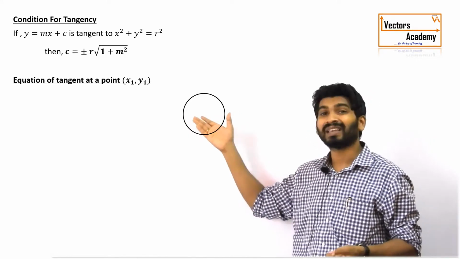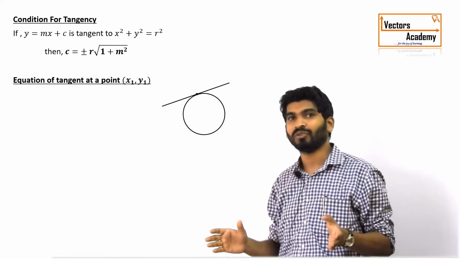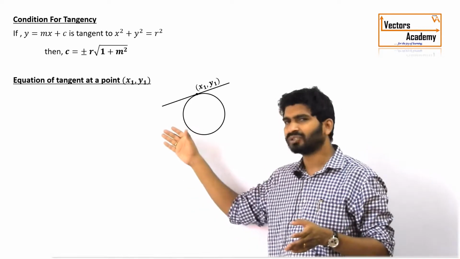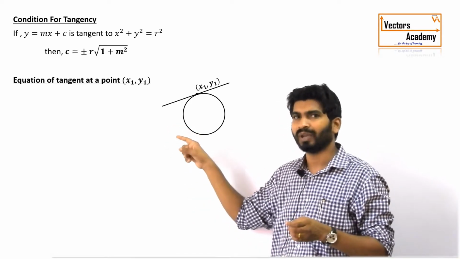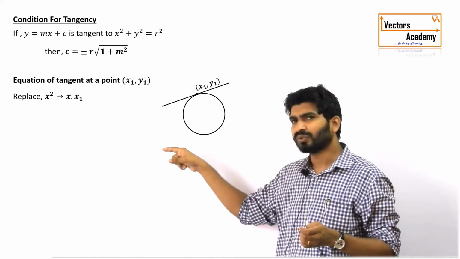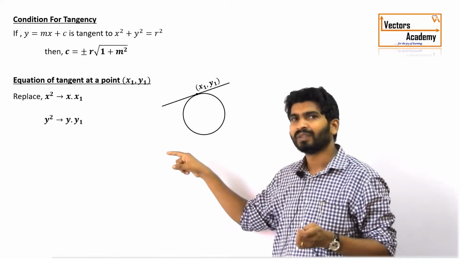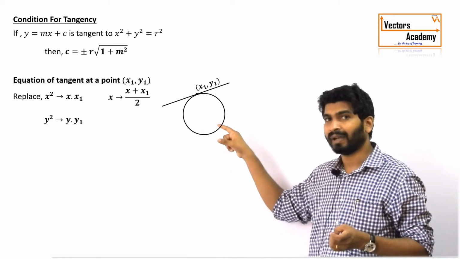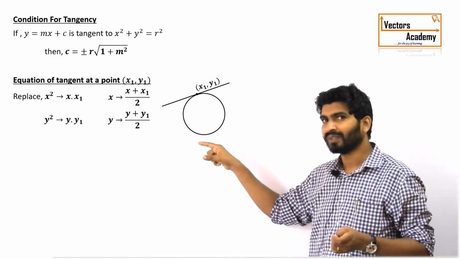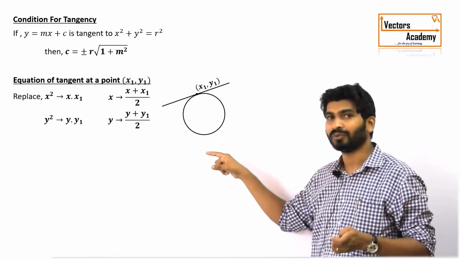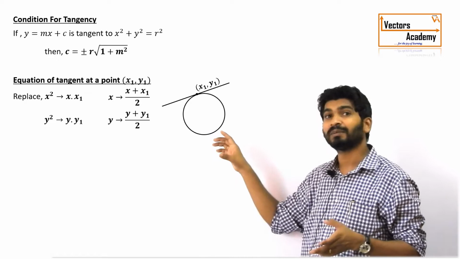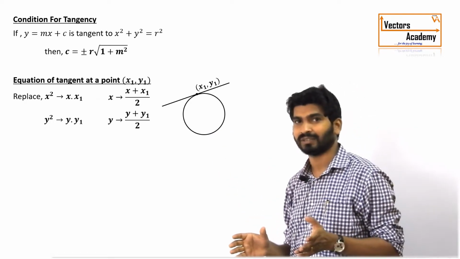Now, this concept can be used in any conic section, or in fact in any equation. Wherever you find x square, just replace it by x into x1. Wherever you find y square, replace it by y into y1. Wherever you find x, replace it by x plus x1 by 2, and wherever you find y, replace it by y plus y1 by 2, where x1 and y1 is the point of contact of the tangent.